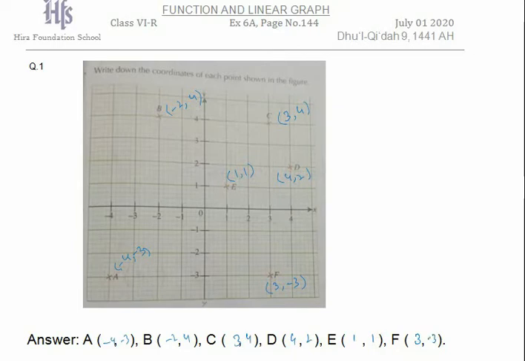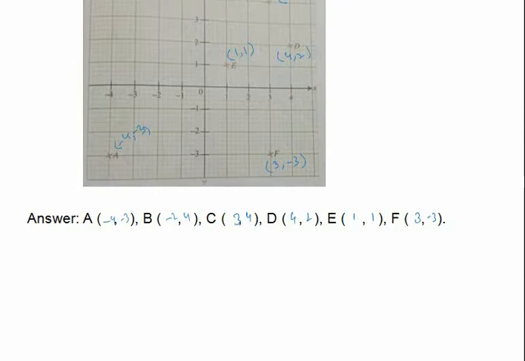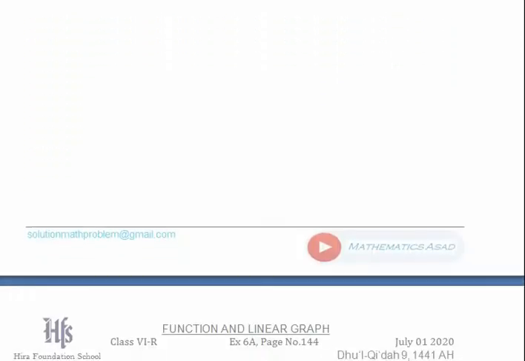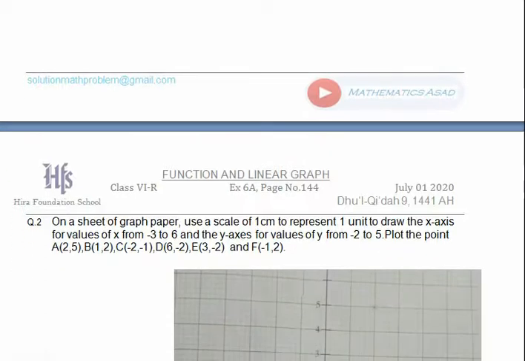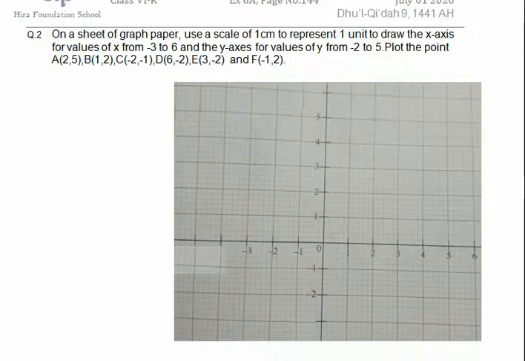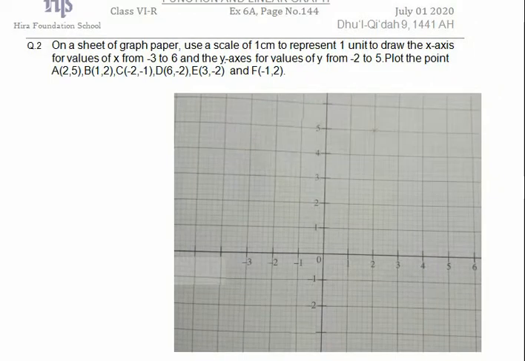Now move to the second question. It is question 2, and it says, on a sheet of graph paper, use a scale of 1 centimeter to represent 1 unit, to draw the x-axis for values of x from minus 3 to 6, and the y-axis for values of y from minus 2 to 5. Plot the points, these are the points we are given.